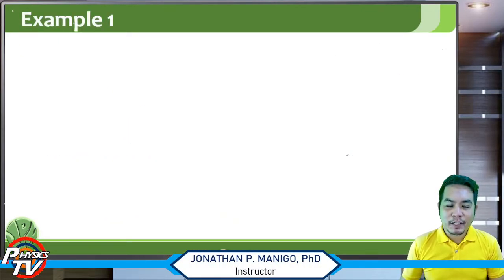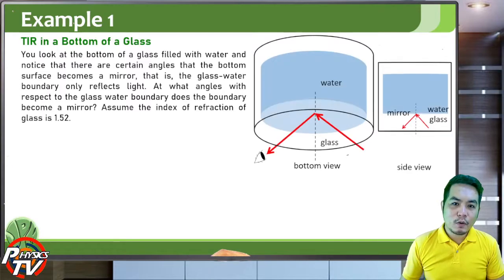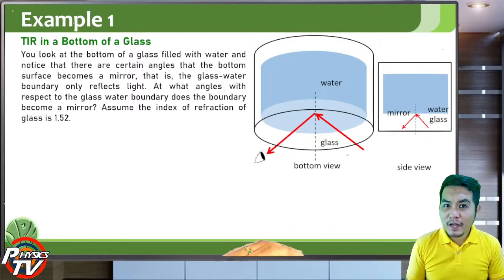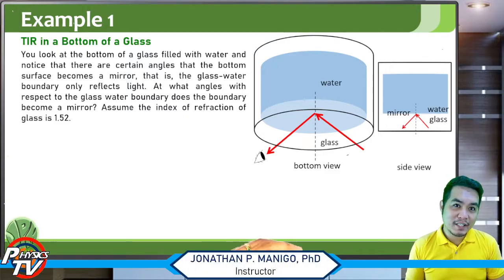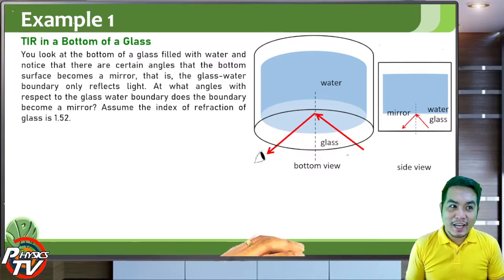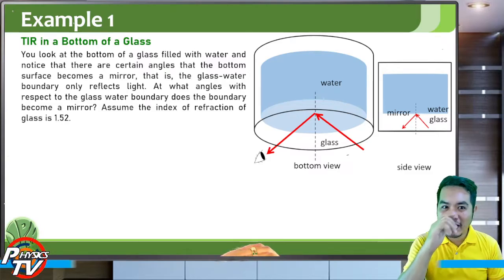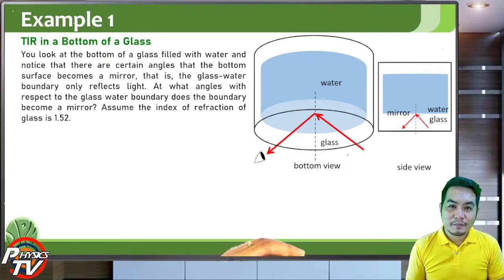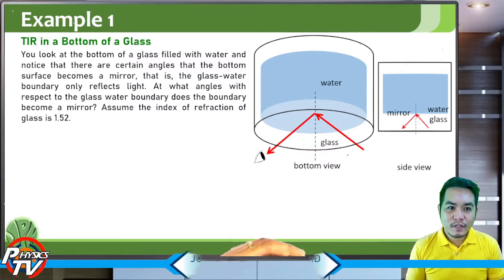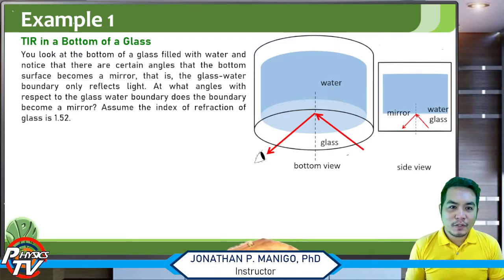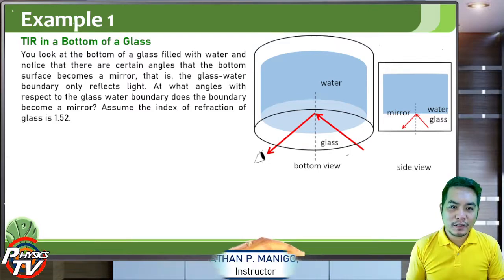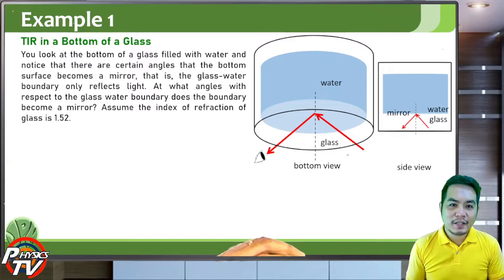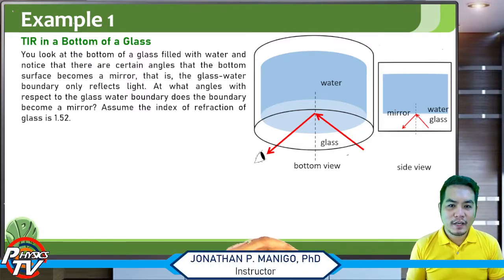So let's have an example. This is an example on total internal reflection. Sometimes when you see the bottom of a glass, you see your reflection, and that is actually the phenomenon called total internal reflection, where the bottom of the glass becomes like a mirror. So you look at the bottom of a glass filled with water, and notice that there are certain angles that the bottom surface becomes a mirror.